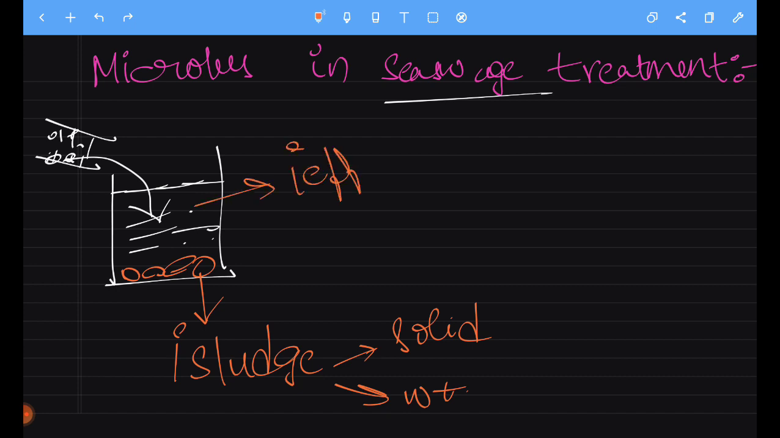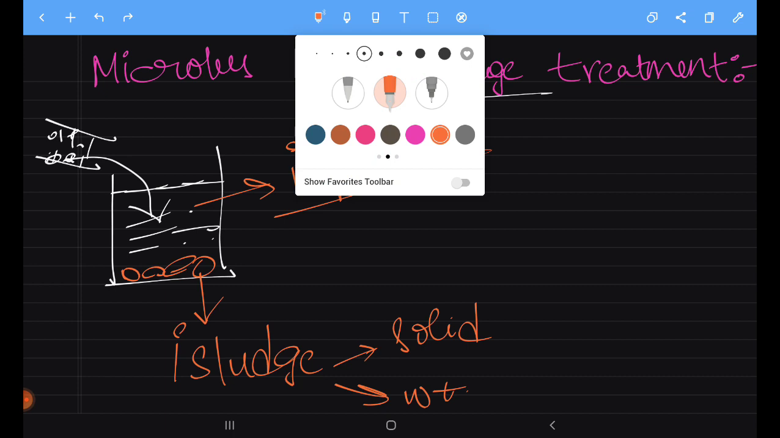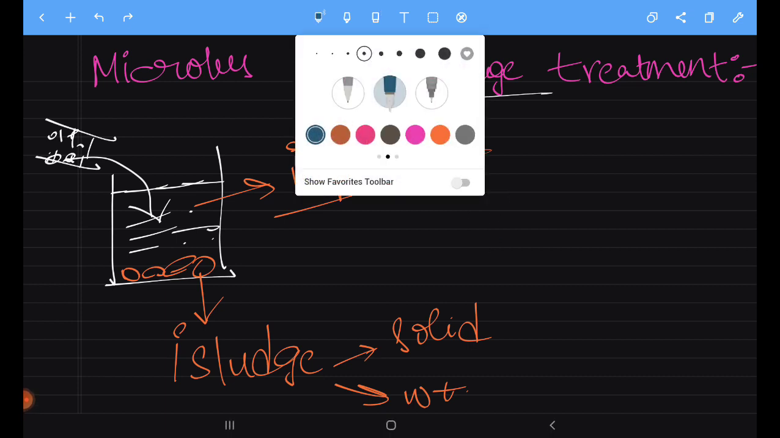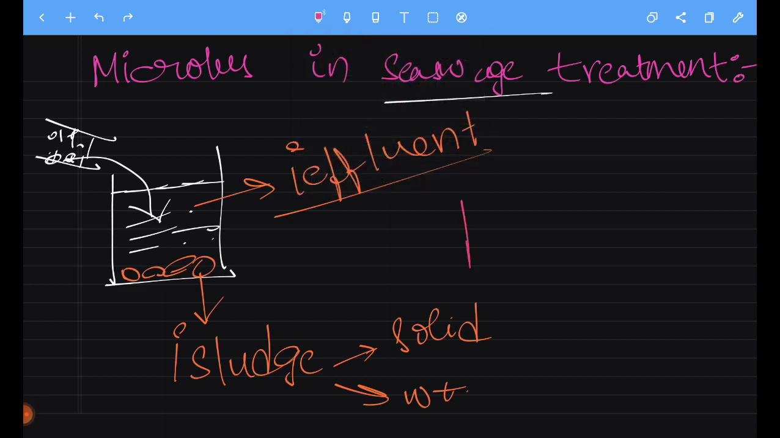Primary sludge, and this treatment is called primary sewage treatment. It is called primary treatment.